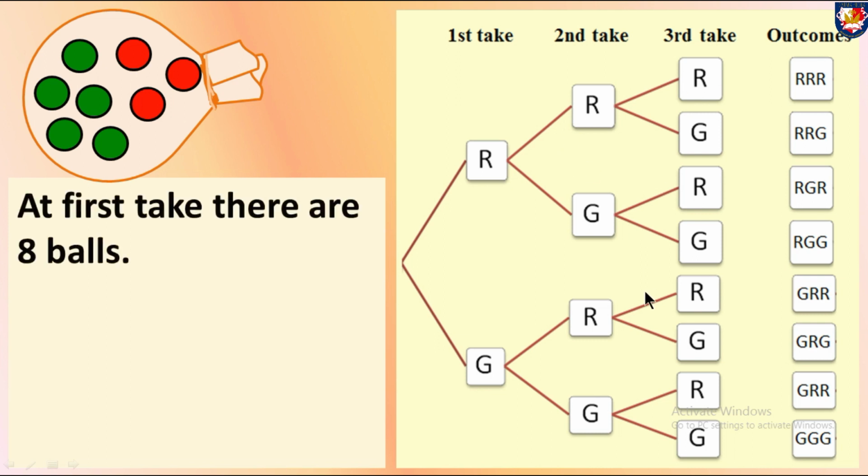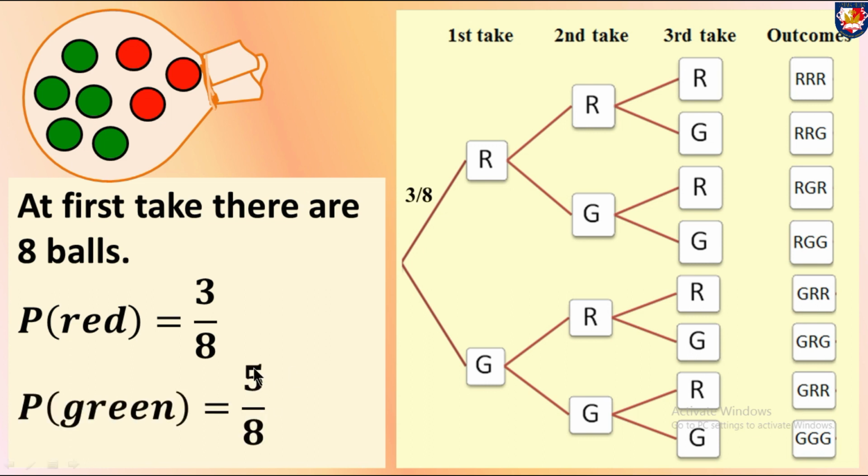So, at the first step, there are 8 balls, and we're going to fill in the probabilities here. The probability of getting red is 3 per 8 because there are 3 red balls out of 8 balls in the bag. So you write 3 per 8 here. And then the probability of green is 5 per 8 because there are 5 green balls out of 8 balls in the bag. So you write 5 per 8 here.